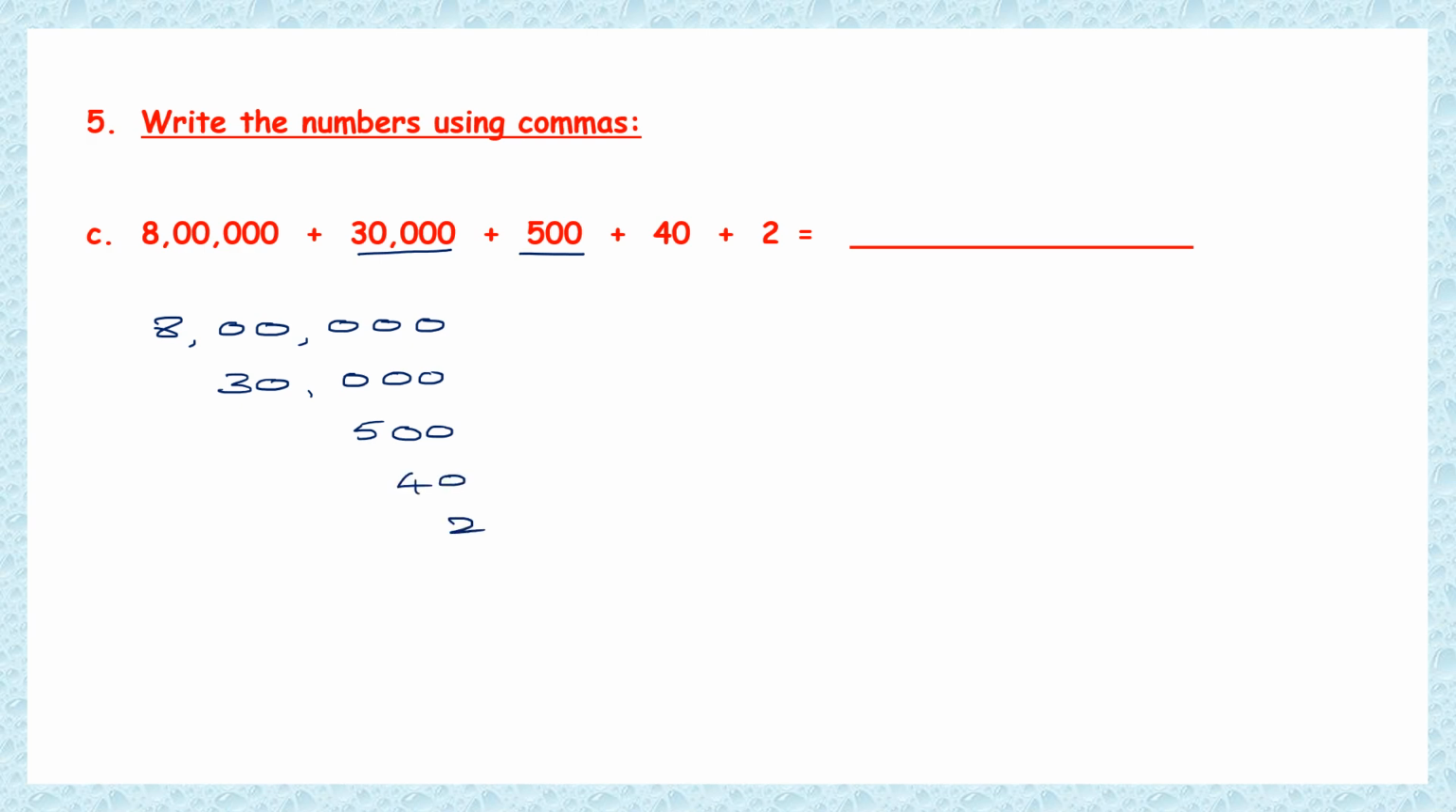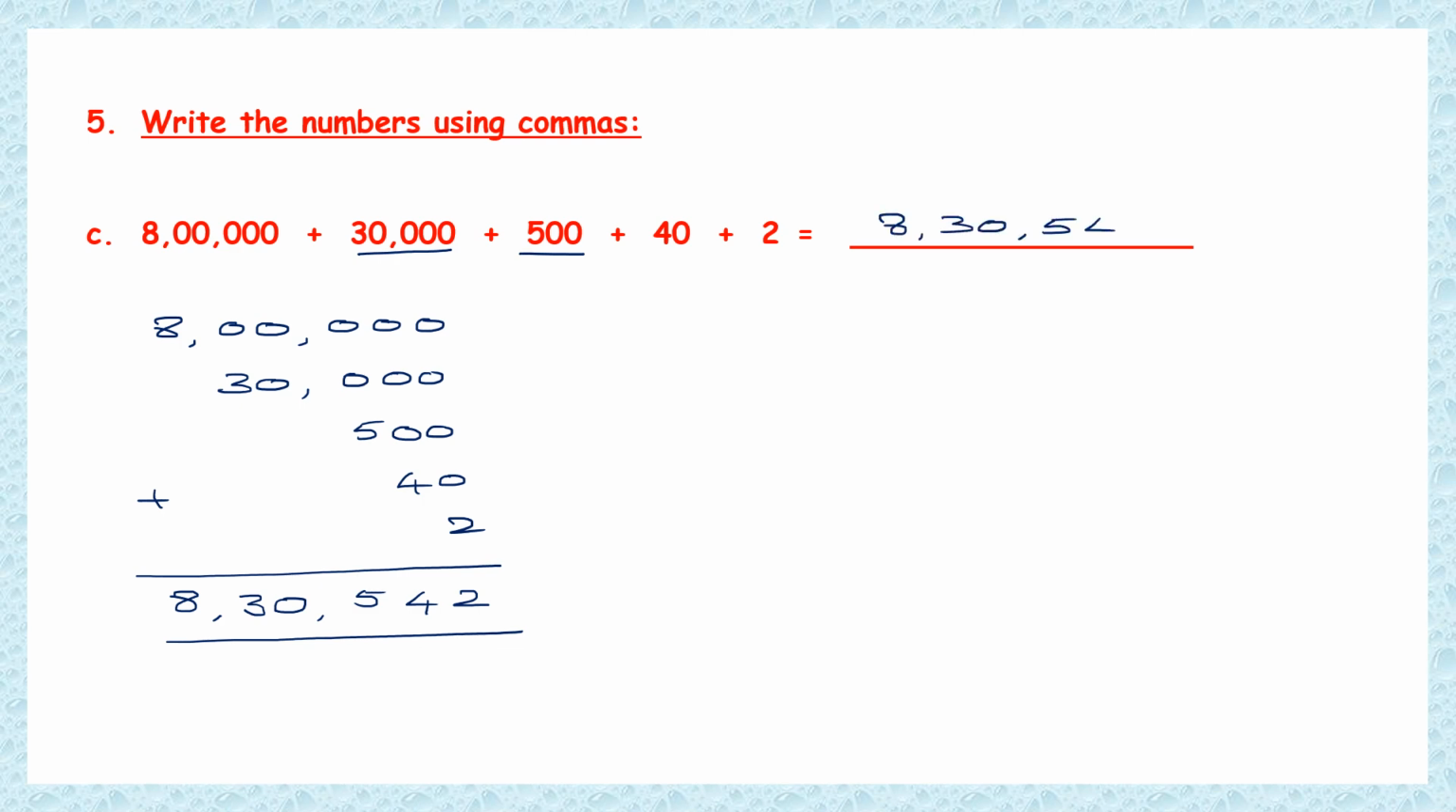Now let's add up these. So when we add up, here we have 2, then we have 4, we have 5. Now we will put a comma here and in the thousands place, as you can see, there's nothing. So we write a 0. So we put a 0 and we put a comma. Then we have 3 and again a comma and 8. So we have our answer here. Let's write it down in the blank. So that is 8,30,542.